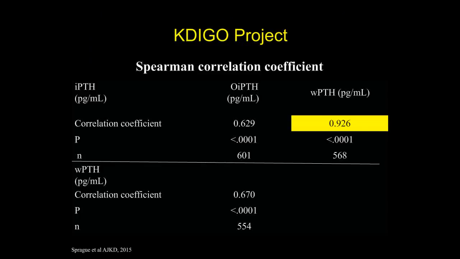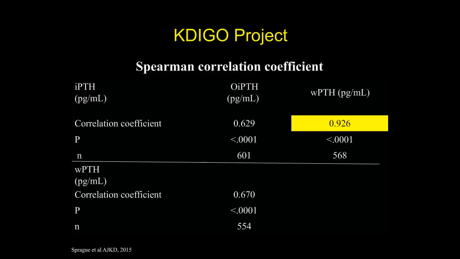I just want to wrap up here on a project that we've been involved in that was just published earlier this year. It was the KDIGO project, where we had some 500 patients' biopsies as well as parathyroid hormone concentrations. We had the intact parathyroid hormone concentration. We also had a parathyroid hormone concentration that was by the old system when the biopsy was obtained some 10 or 15 years ago, as well as the whole antibody, or the whole 1 to 84.